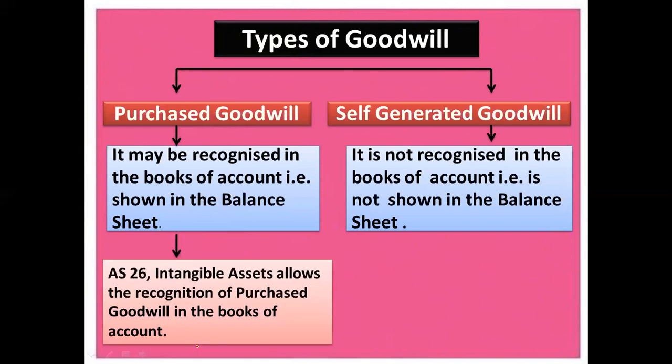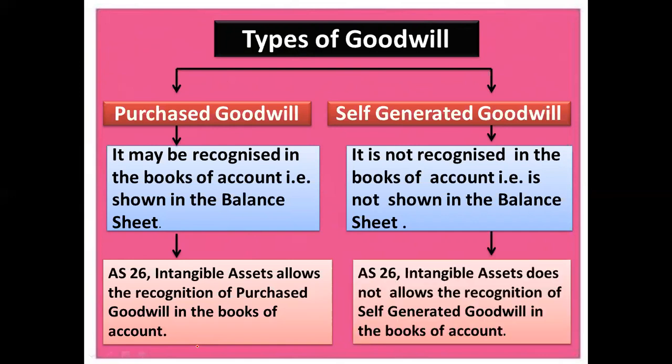AS 26, Accounting Standard 26. Accordingly, the standard on intangible assets allows the recognition of purchase goodwill in the books of account. So this type of goodwill is recognized by AS 26, and there it has to be written in the books. But self-generated goodwill is not allowed to be recognized as per Accounting Standard 26. So let's understand what AS 26 is.